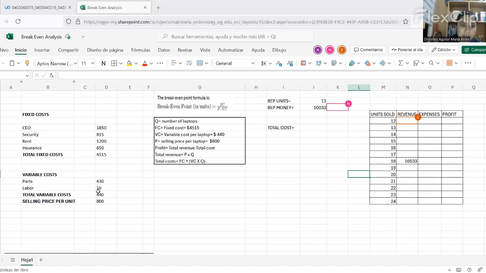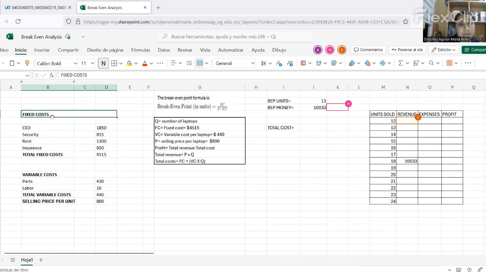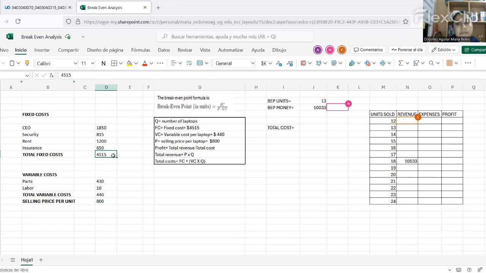First, we have the data on the left, which is fixed cost: the CO 1,850, security 815, rent 1,200, and insurance 650. If we add all of these costs, we have the result, in this case, 4,515.